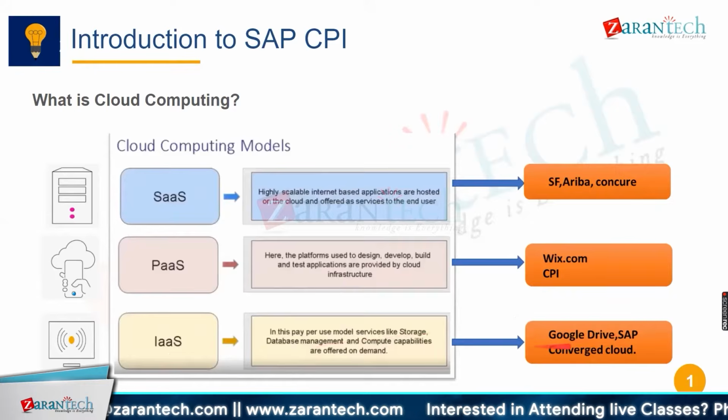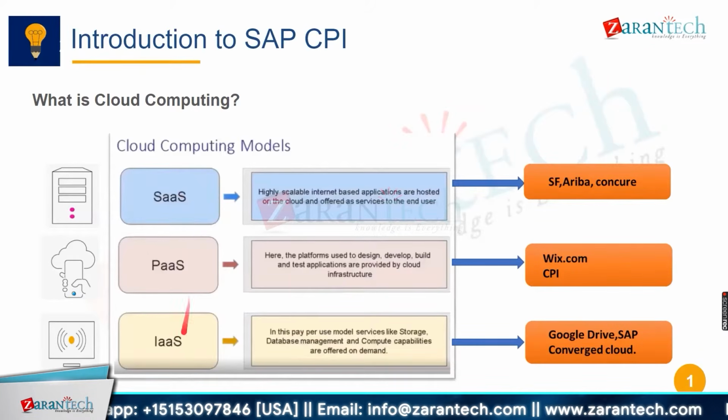Let's assume we have Google Drive. Now I want to store a lot of data, 1 MB or 2 MB of data. I use Google Drive because it's a cloud application. I can store however much data I want in Google Drive. In SAP terms, we call it SAP Converged Cloud, where all the application data, everything in SAP terms, is stored on SAP Converged Cloud.